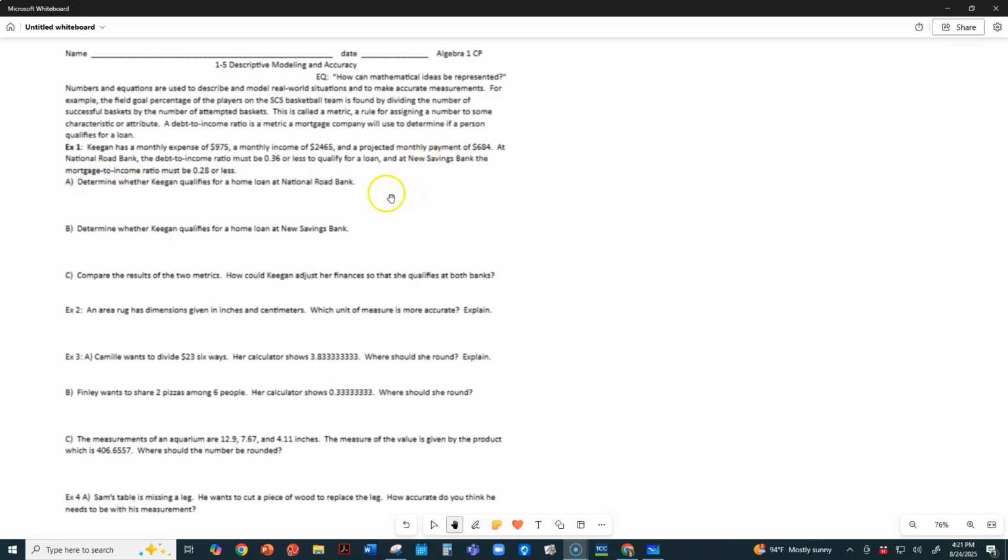And each one of those has a set of requirements that they use to make a decision on who gets a loan and who doesn't. So this one's asking us to see if Keegan qualifies for a home loan at the National Road Bank. So we have to look right here that the National Road Bank uses a debt to income ratio. So we need a ratio, which is just a fraction.